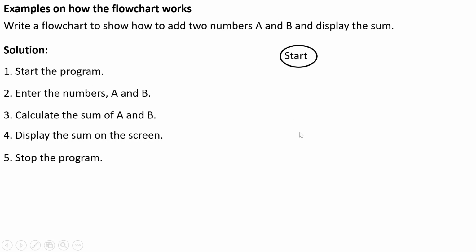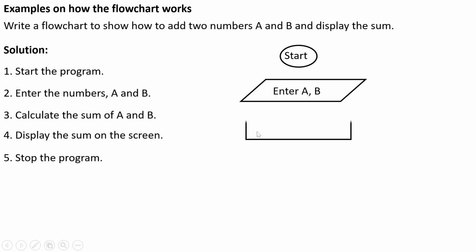You write start there. Then where you enter, like the keyboard, it is this parallelogram here. So you say enter A and B. Those are the numbers that will be entered, A and B, on a flowchart. That's how you put it. Then this one, calculate sum of A and B. On the calculation, that's where the processing is done, and the processing is represented by this rectangle here. So in the processing, there will be sum of A and B.